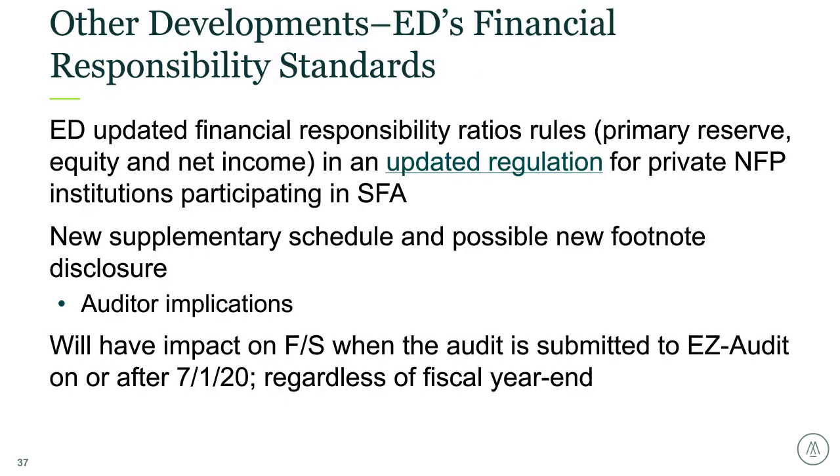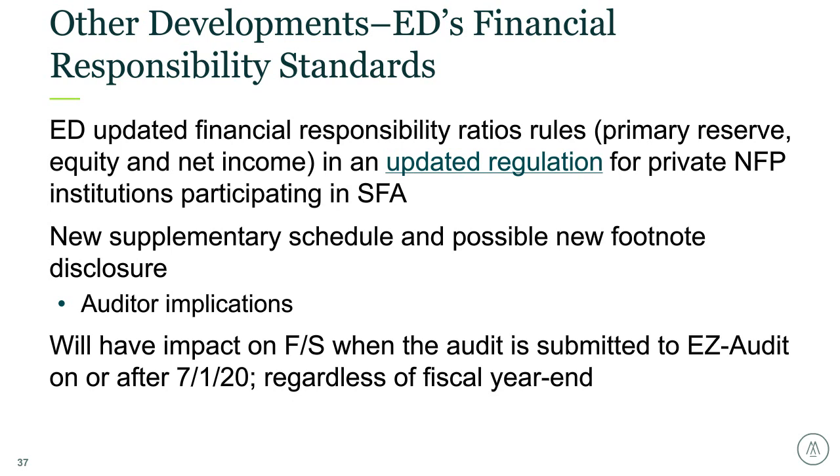Then real quickly at the end for our higher education folks transitioning out of uniform guidance, in the area of the Department of Education's financial responsibility standards, there's a new requirement that applies to private nonprofit organizations that participate in the Student Financial Assistance Program. These new rules are going to require some supplementary schedules in the audited financial statements. And to the extent that those numbers in the supplemental schedule don't obviously connect back to the primary financial statements, footnotes have to help with making that linkage back.